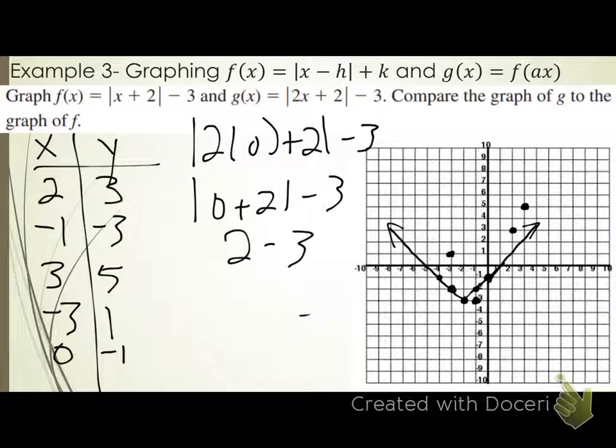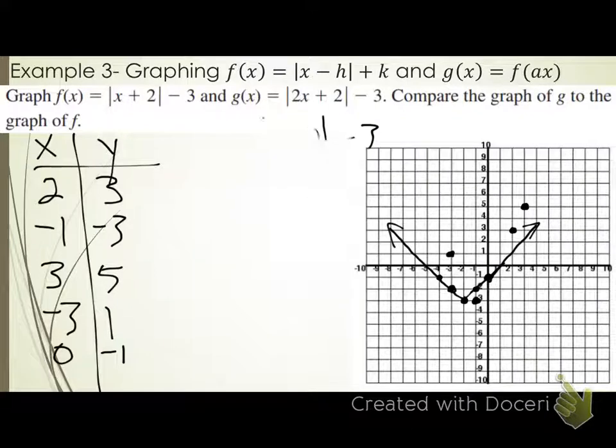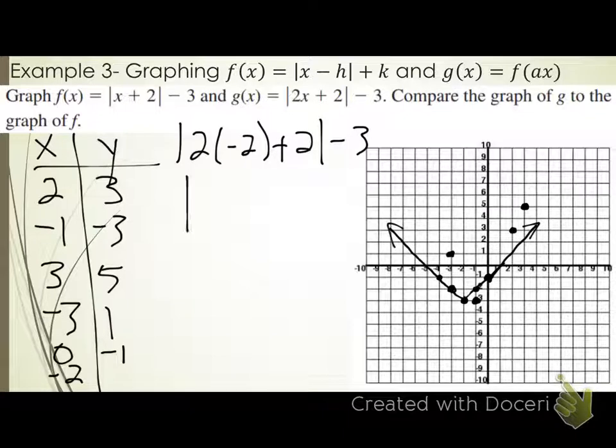And let's do one more value. What's the last value we want to do? Probably to the left of this point right here. Negative 2. Two times negative 2. Negative 4 plus 2. Absolute value of negative 2. And what's 2 minus 3? Negative 1. Negative 2, negative 1.